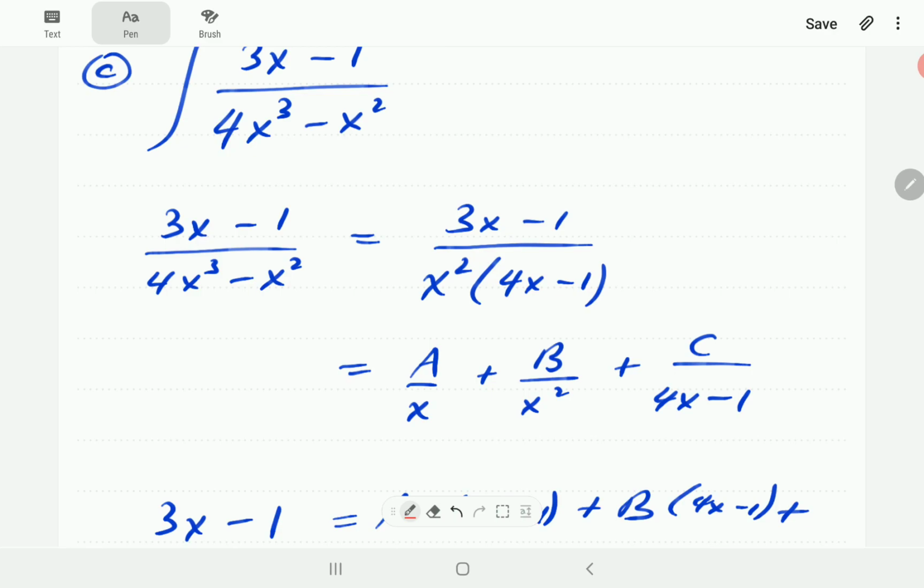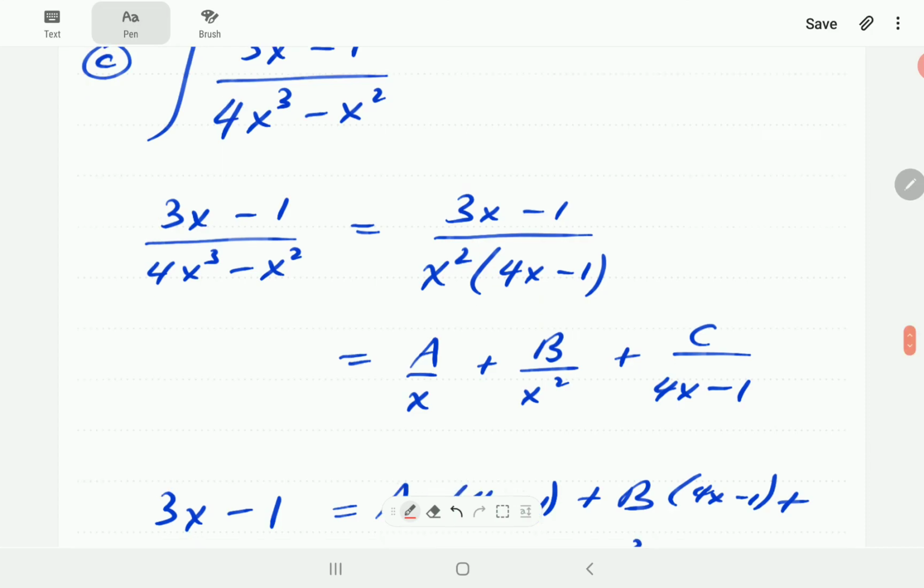By the way, as a general rule of thumb, if this is a cubic, when you resolve this into partial fractions, there must be 3 unknowns. If this is a quadratic, there must be 2 unknowns. So the number of unknowns should always correspond to the degree of the denominator. If this is a polynomial of degree 4, then there must be 4 here.